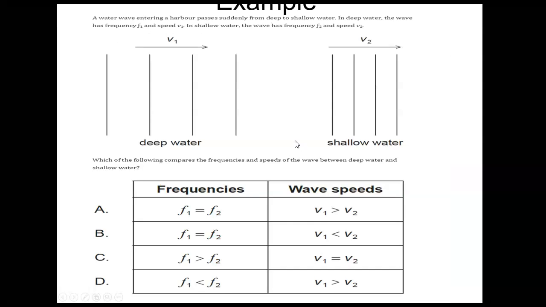Before we do that, just really quickly, this is an IB question from a couple years back. The question says: a water wave entering a harbor passes suddenly from deep to shallow water. In deep water, the wave has frequency f1 and speed v1. In shallow water, the wave has frequency f2 and speed v2. Which of the following compares the frequencies and speeds of the wave between deep water and shallow water?